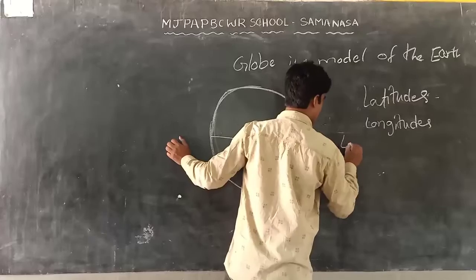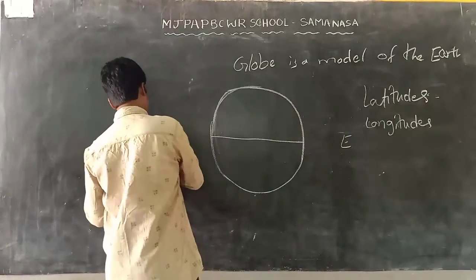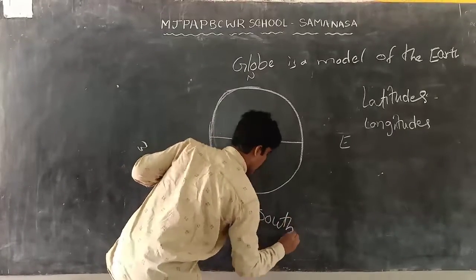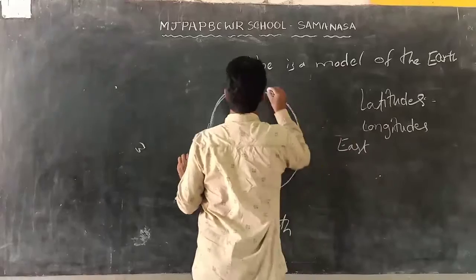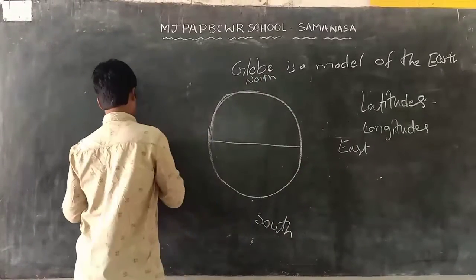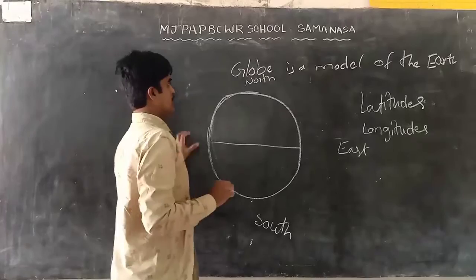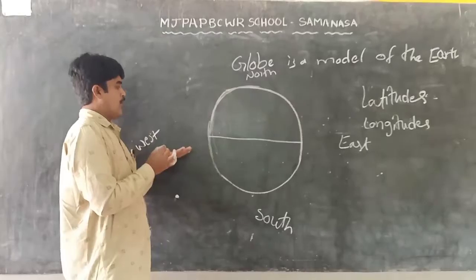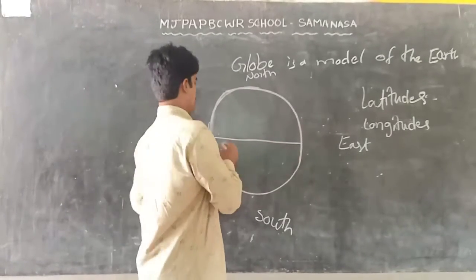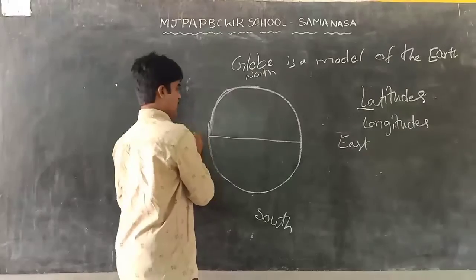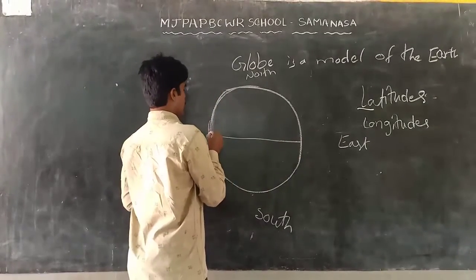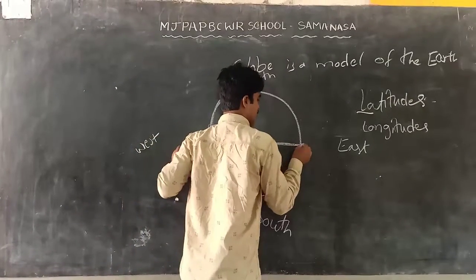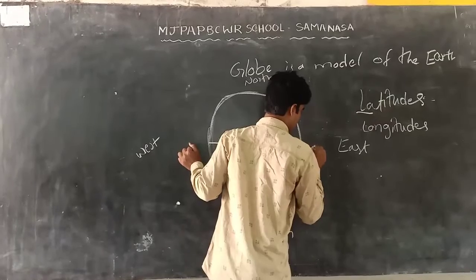This is the east direction, this is the west direction, this is the north direction, this is the south. These are the four directions. So latitudes are drawn from west to east on the globe. This is the 0 degree latitude.